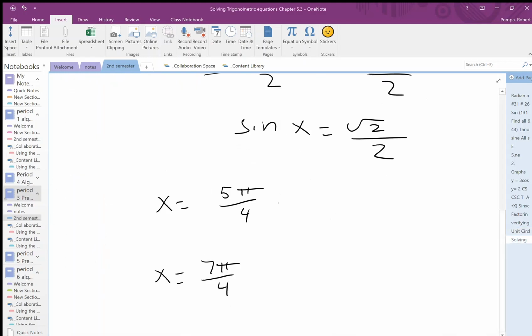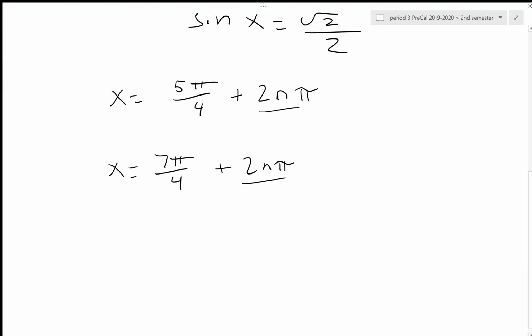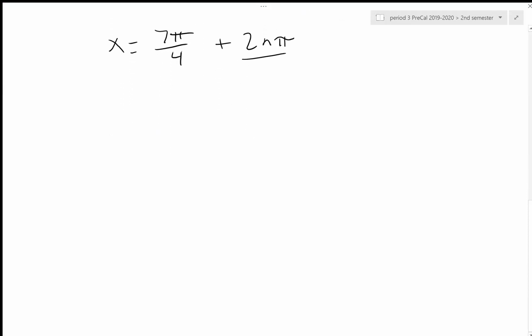2 pi. So all I want you guys to do is add 2n pi to your answer. It'll always be 2n pi because sine, if you remember, has a period of 2 pi. So does cosine, so does secant, so does cosecant. Tangent and cotangent have a period of pi. So when you're dealing with tangent and cotangent, you would just have n pi. Okay? So that's the first example.